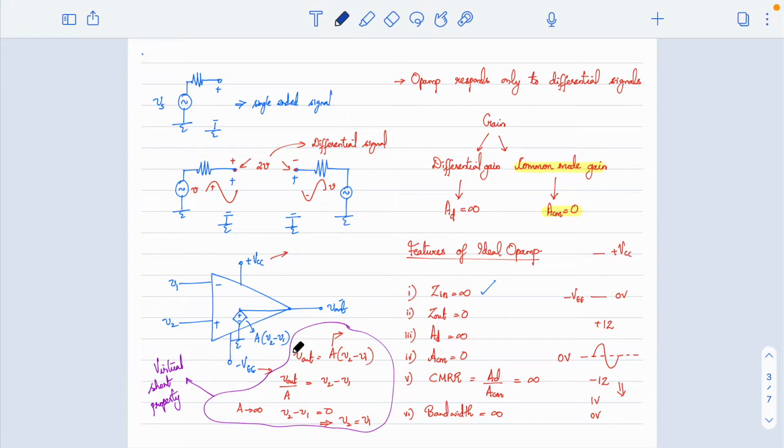We have also seen the virtual short property, where you are considering an op amp with infinite gain, which is a very ideal case. The voltage difference V2 minus V1 will be approximately equal to 0, or in turn we can say that the node voltages V1 and V2 will always be equal, or they are virtually short even though they are not physically connected together. That is a point we discussed.